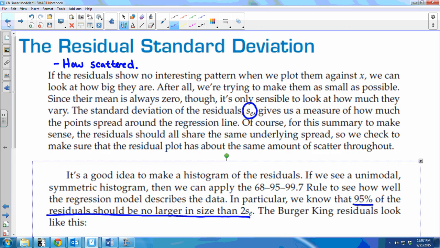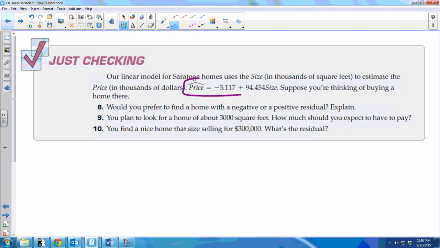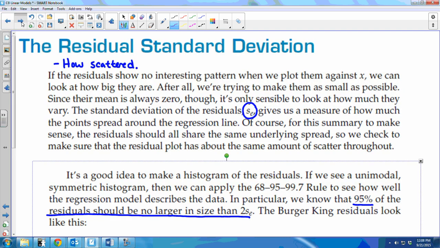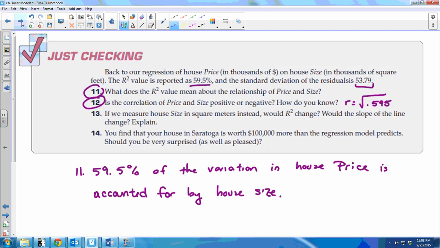So the model was right here. So is the slope positive or negative? Positive. So that means that R is going to be positive. Does that make sense? Okay.